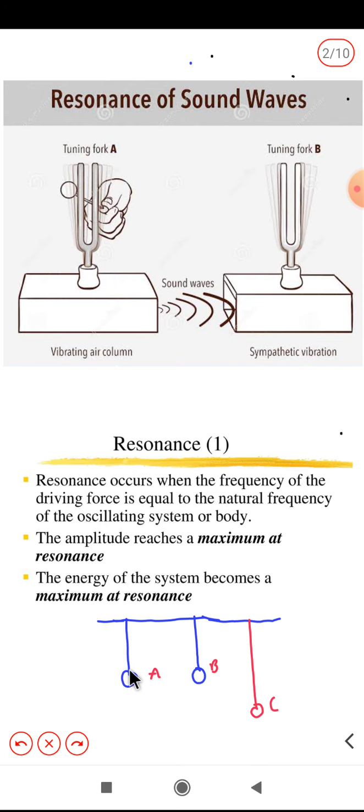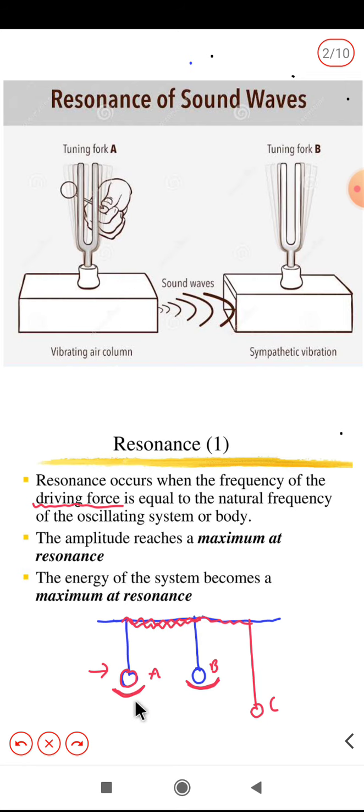So, if I displace this pendulum A, if I disturb it, it will oscillate, and its energy will get transferred to pendulum B and pendulum C. So, A and B will oscillate with the same amplitude, in phase, same maximum amplitude. So, they will perform resonance. This is the driving pendulum, it will produce the driving force because I am pushing this pendulum first. So, it will oscillate, and its energy will get transferred to B and C.